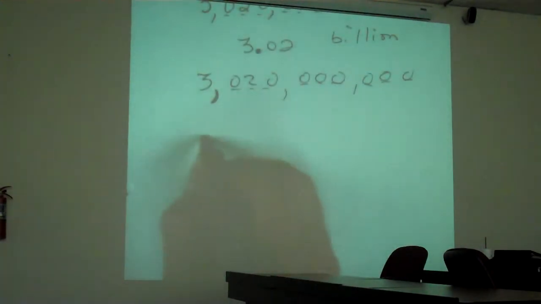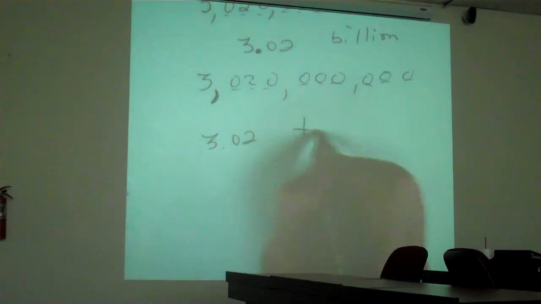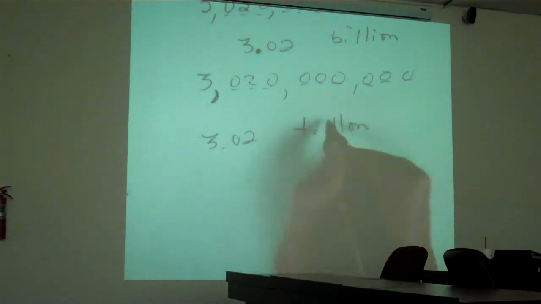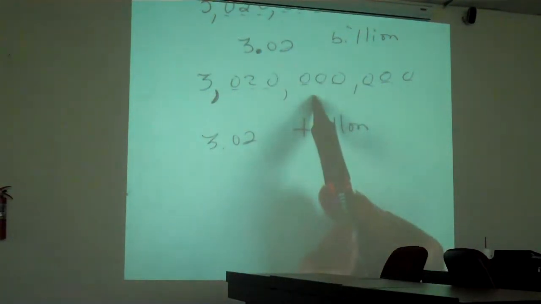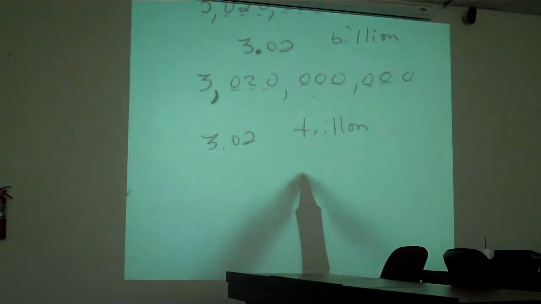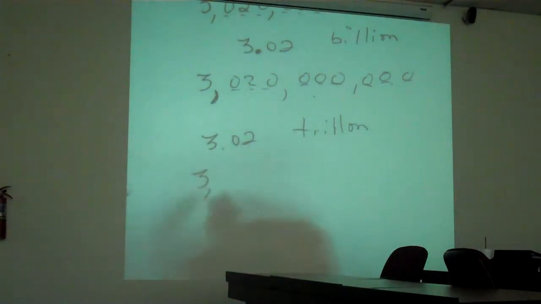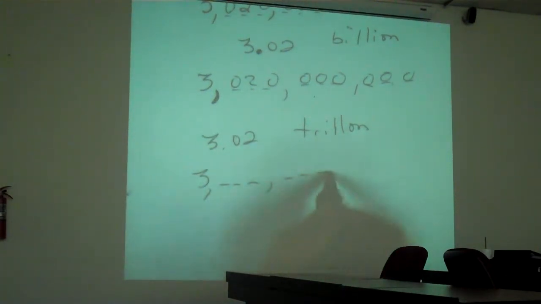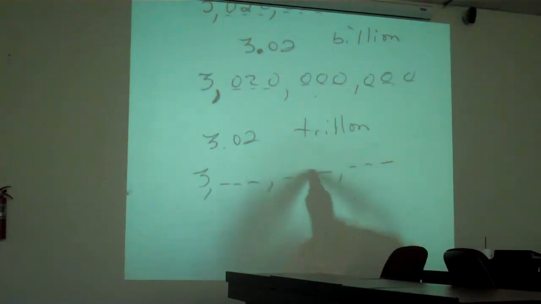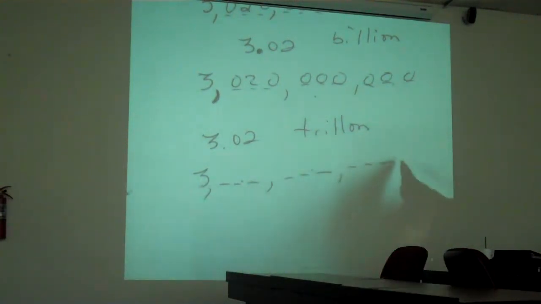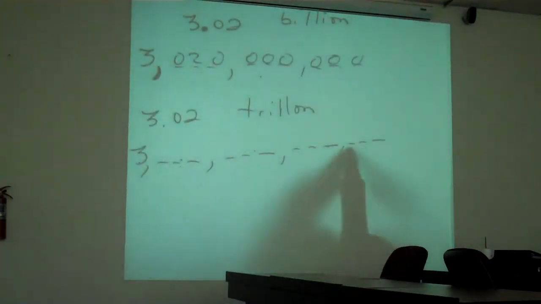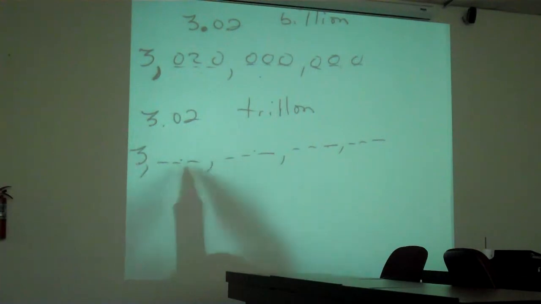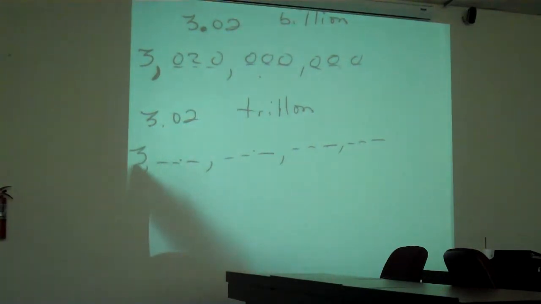Trillion has how many? This has 6 and 9 has 3 more. 12. Well, 1, 2, 3, 1, 2, 3, 1, 2, 3. That would be hundreds, thousands, millions, billions. We need more. See, 12 of them. There's your hundreds, thousands, millions, billions, trillion.